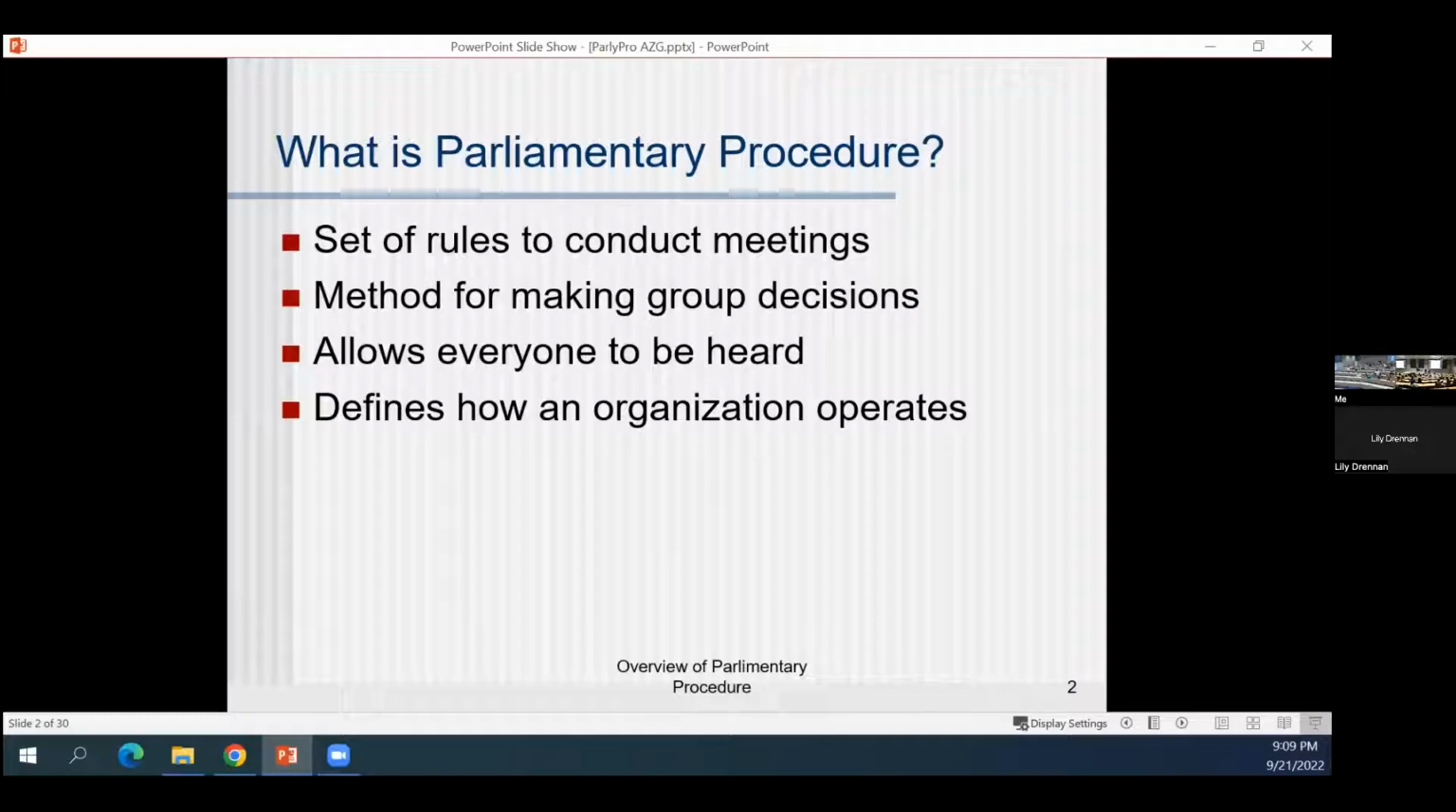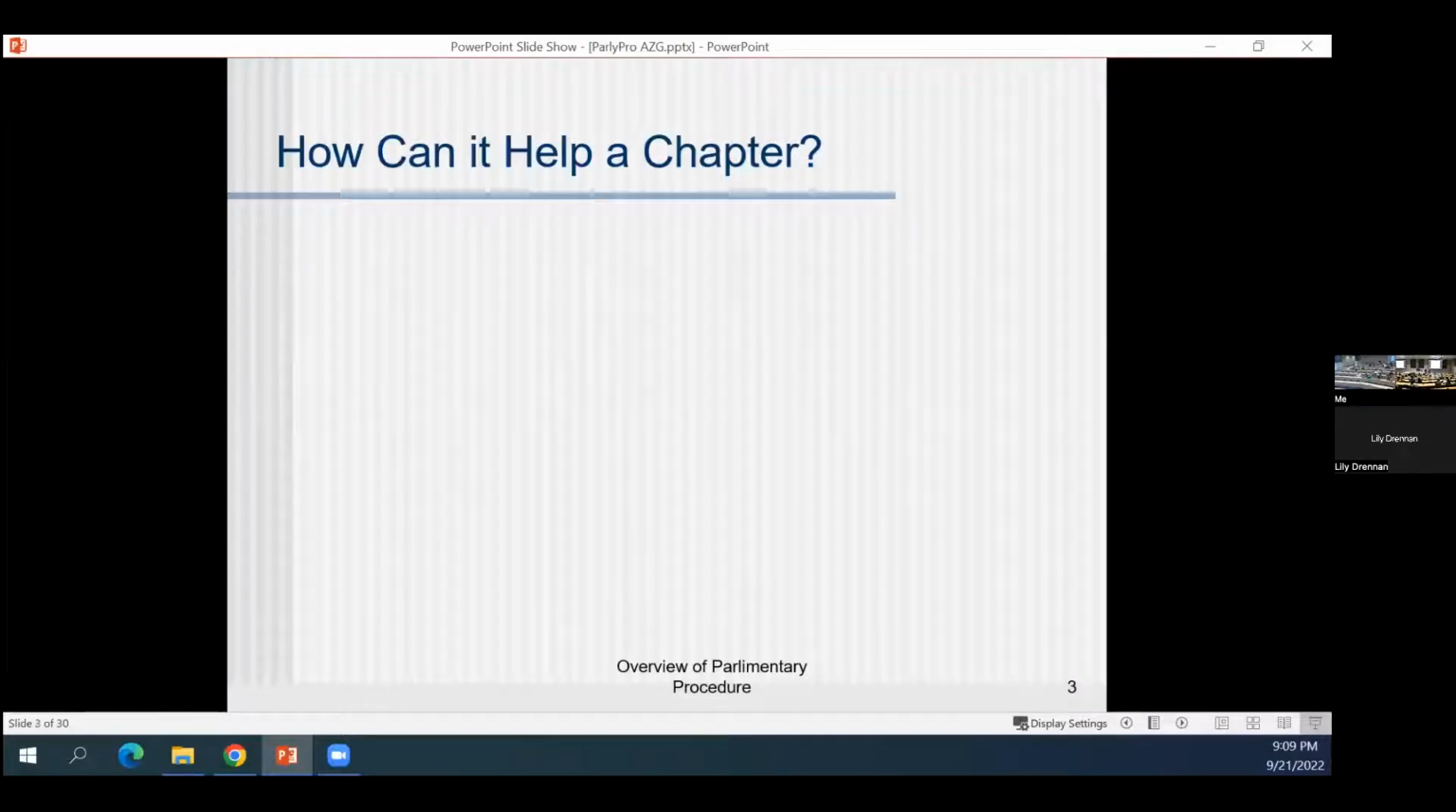We're not going to talk about that tonight, but another major part of parliamentary procedure is bylaws and organizational structure. That's another lecture. I can come back and give that at some other time. How does it help a chapter? Some of your previous answers sort of alluded to this. How is it going to help your chapter? Makes it more orderly and organized.